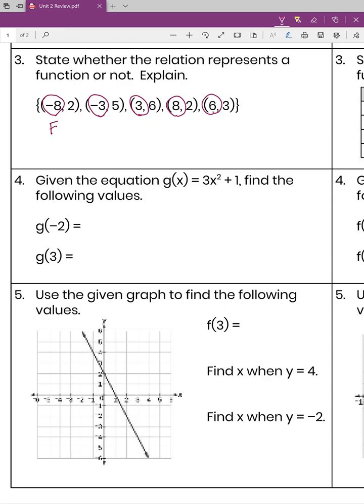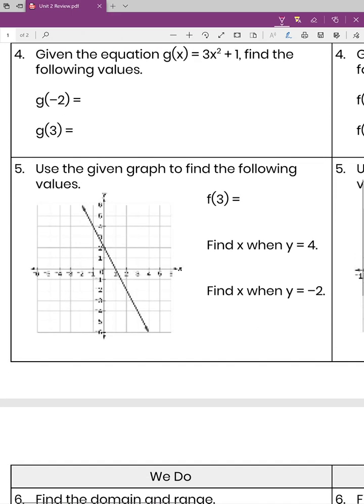So function because all the x values are different. Okay. Number 4.